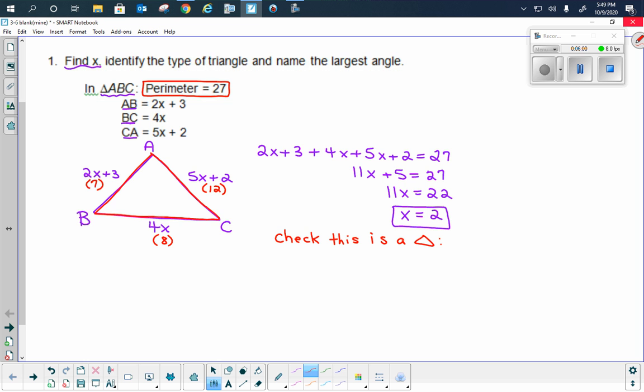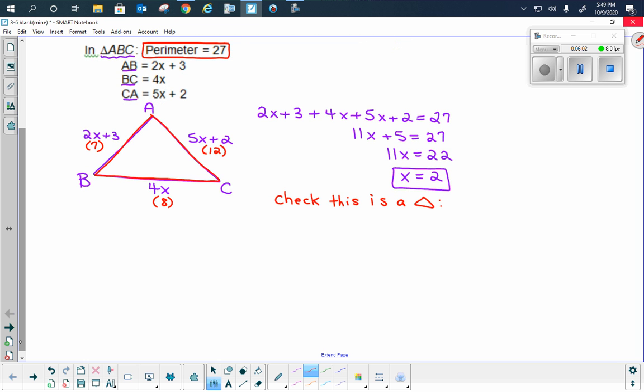Well, what you should be asking yourself is the triangle inequality. Do the 2 smaller sides add to be greater than the third? So 7 and 8 are the 2 smaller sides. Do they add to be greater than 12? And you should be going to the step that says 15 is greater than 12. So check, yes, it is a triangle.